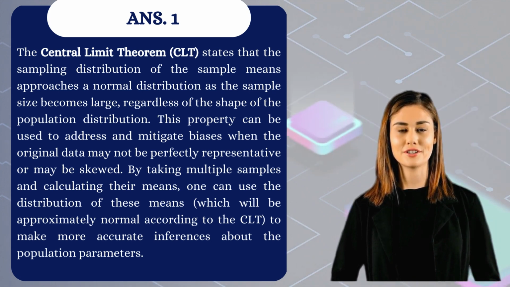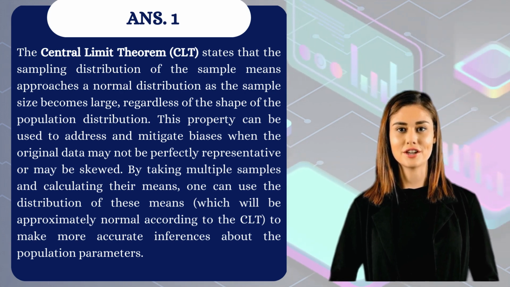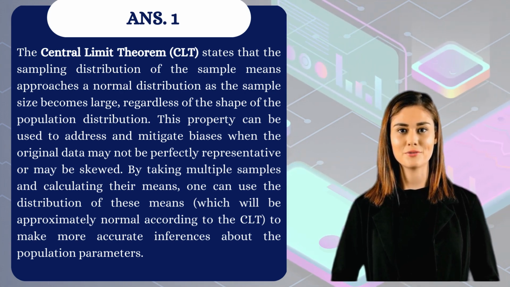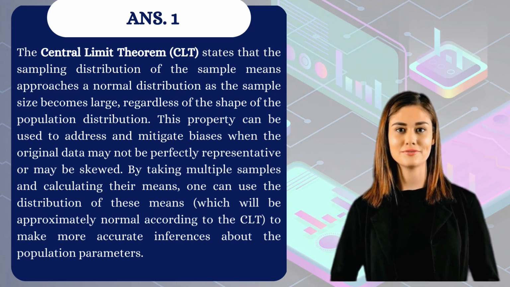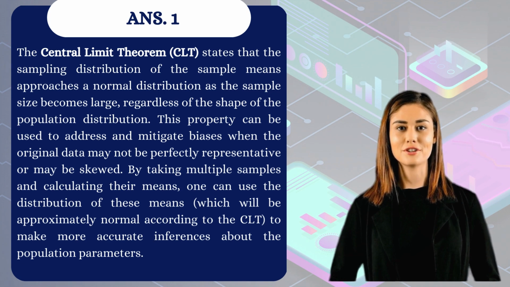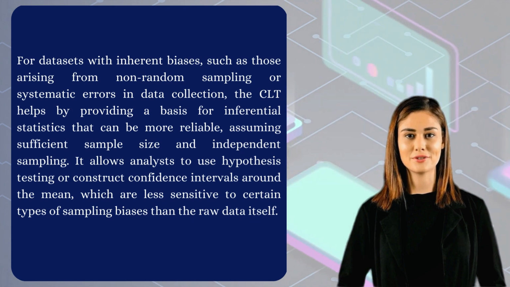may be skewed. By taking multiple samples and calculating their means, one can use the distribution of these means, which will be approximately normal according to the CLT, to make more accurate inferences about the population parameters, such as those arising from non-random sampling or systematic errors in data collection.